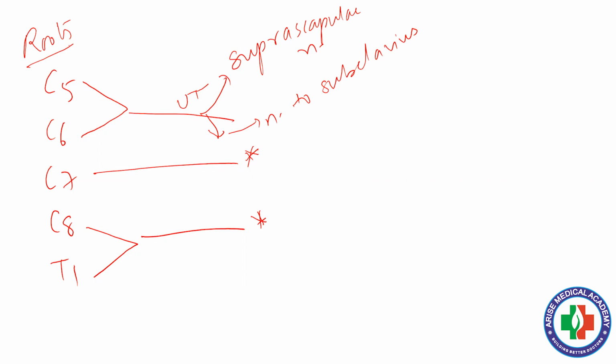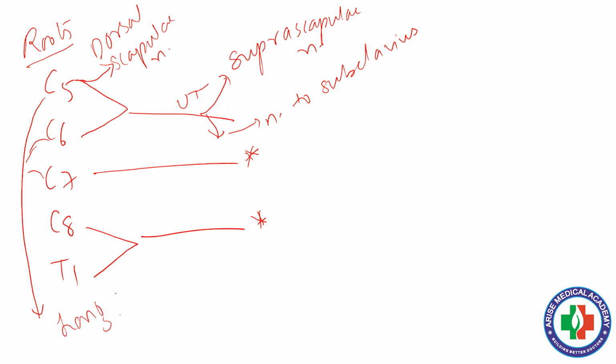So the upper trunk of brachial plexus gives two branches. What are they? The suprascapular nerve and the nerve to subclavius. Talking of the C5 root, C5 gives rise to the dorsal scapular nerve. And then C5, C6 and C7, these three unite and form the long thoracic nerve.